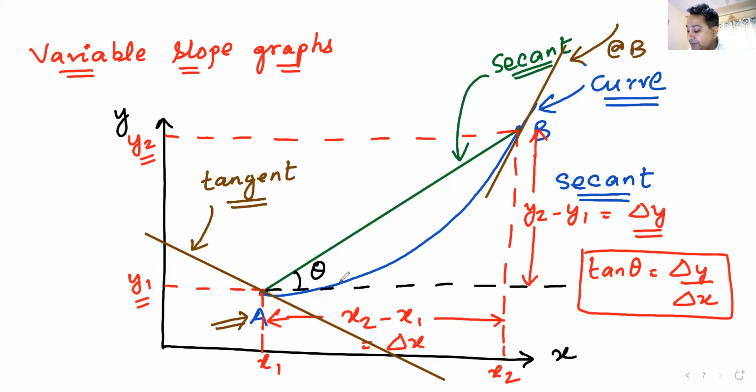There could be this point C, this point D, this point E, this point F. There could be different points. In fact, infinite number of points are there on this curve on which I can draw a tangent. Yes or no? Can I draw a tangent at infinite points? Yes. Now look at tangent at point A and look at tangent at point B.